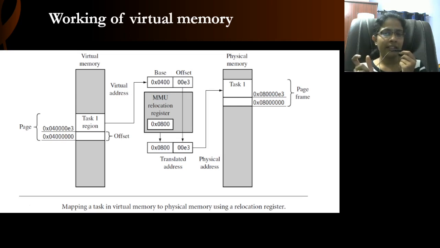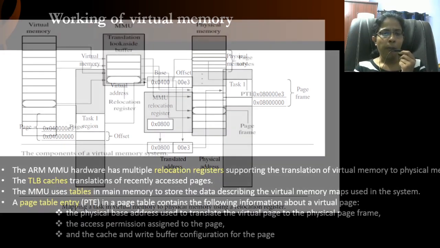What is the address equivalent to the relocation, that is, the virtual address? That is provided by your MMU. That translated address will be sent to the physical memory. Here the original task of your virtual memory is now located at the address of the 0x08 series. This is how the virtual memory and physical memory mapping is done by using this MMU.